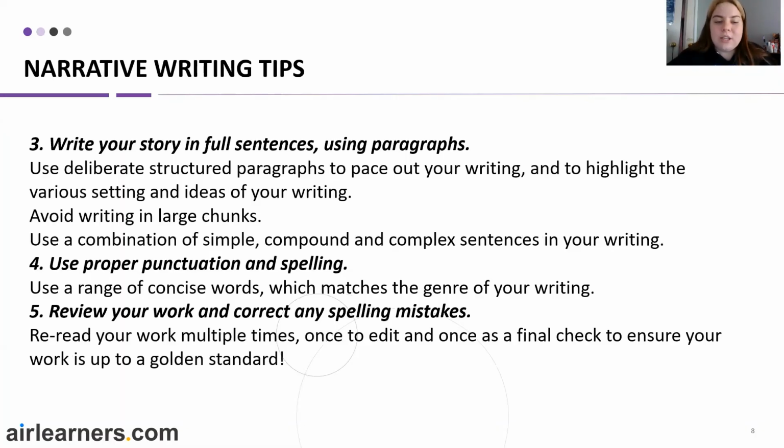Number 4 is to use proper punctuation and spelling. Use a range of concise words which matches the genre of your writing. So if you're writing a horror piece, you're not going to be using language like cuddly, cutesy language that you might see in a more romantic style of writing, if that makes sense. So it's really important that you have an appropriate language genre.